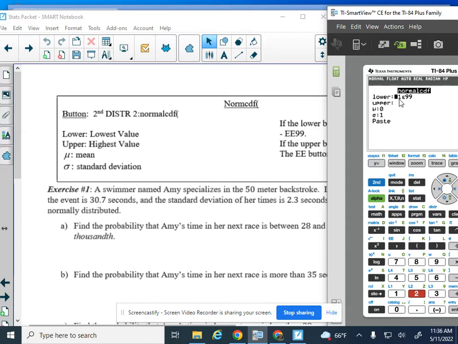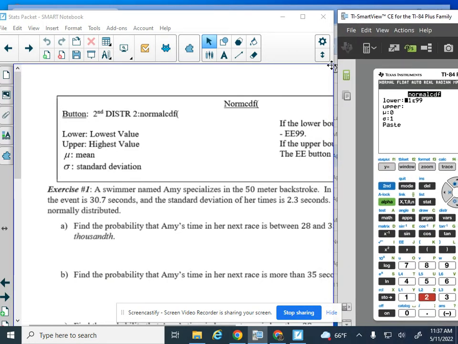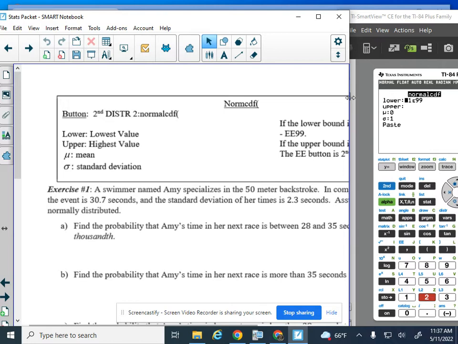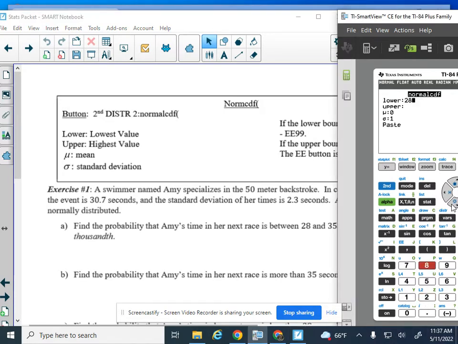Now they ask me some questions. So first off, they're going to ask me what two values I want to find things between. So we want to know the probability that Amy's race is between 28 and 35 seconds. So in my lower, I'm going to put 28, and in my upper, I'm going to put 35. Now, these are other symbols. This is called mu, and it's another symbol for the mean. So usually we use X bar, but this means the same thing. So her average, we're going to type in here, her average time was 30.7 seconds.